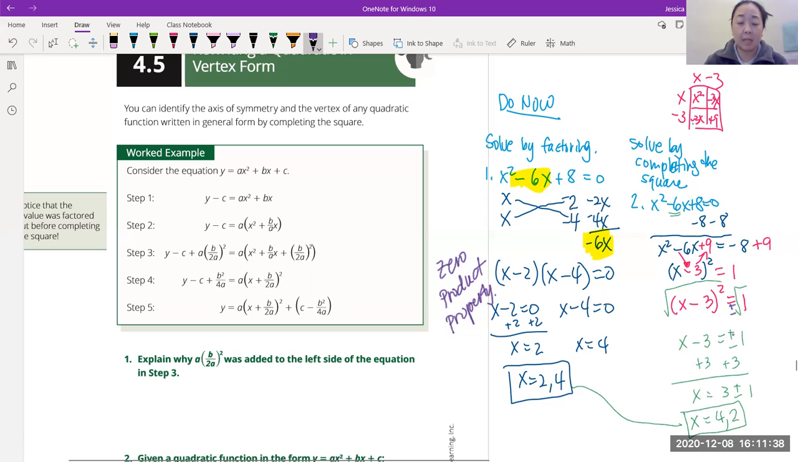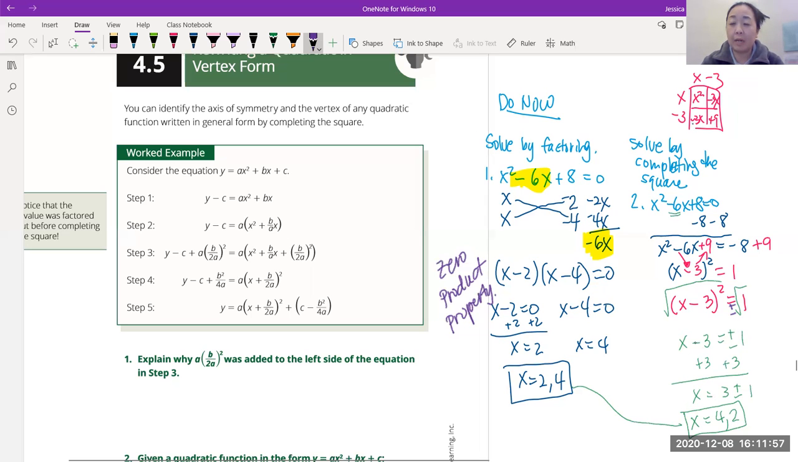So that's where my plus or minus came from. And notice that the square and the square root cancel out. So we have just x minus 3 equals, well, what happened to my square root? Well, what's the square root of 1? 1. So that's what happened to the square root. We simplified it more because it was simplifiable.